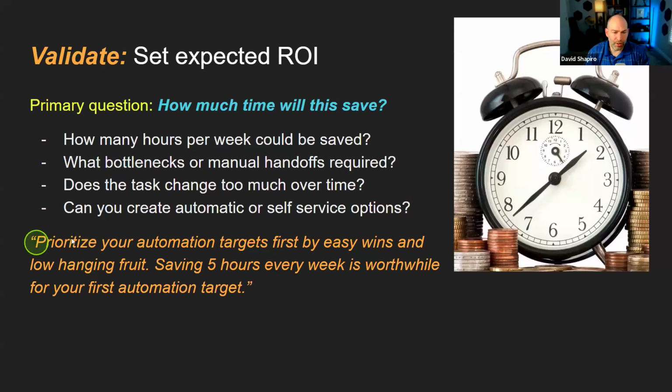So the mantra here is prioritize your automation targets first by easy wins, so that's low-hanging fruit, and then save 5 hours, or starting off, saving 5 hours every week is worthwhile. If it only saves an hour or two every week, that's probably worthwhile. But then as you get better at automation, as you get better at finding these things and your skills expand, then you can say, okay, how do I save myself hundreds of hours every week or every month? How do I do the things that we have just been ignoring because it wasn't possible to do up until this point? That is where you start getting into the higher levels of the AVID feedback loop.